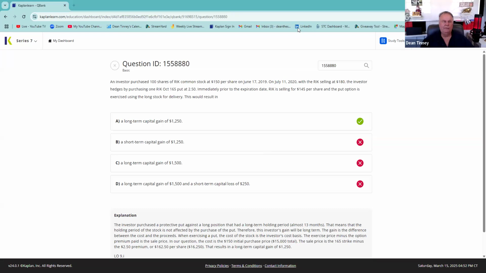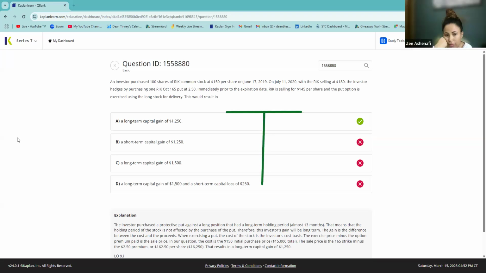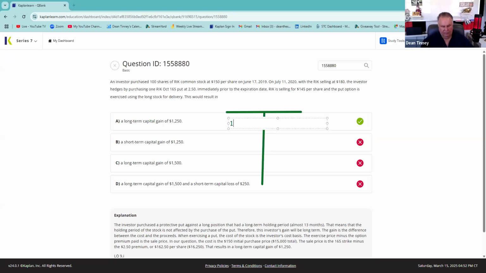Now, there's lots of ways to do options. And the way Dean likes to do options is I like to make a T and I like to track the money. Does that look familiar? Yep. And so I call this my setup. I say, okay, I bought the stock at 150. Boom, dollars out, debit, minus sign, whatever works for you. And then I bought the protection for two and a half. All right, boom. And then it says it's selling at 145.